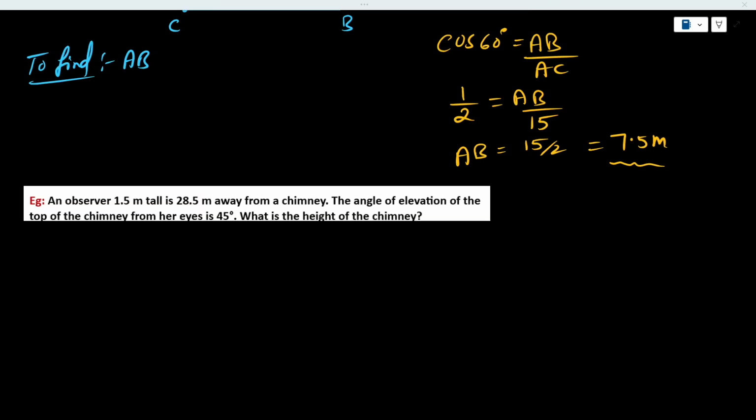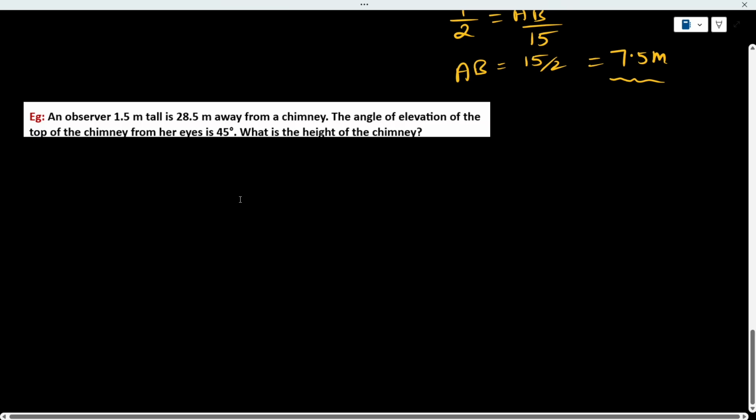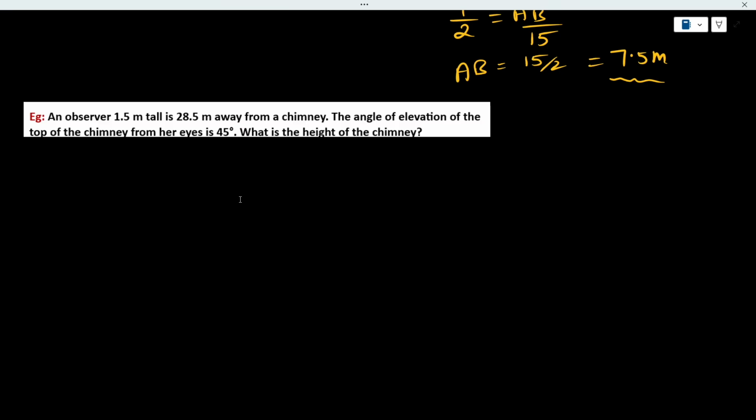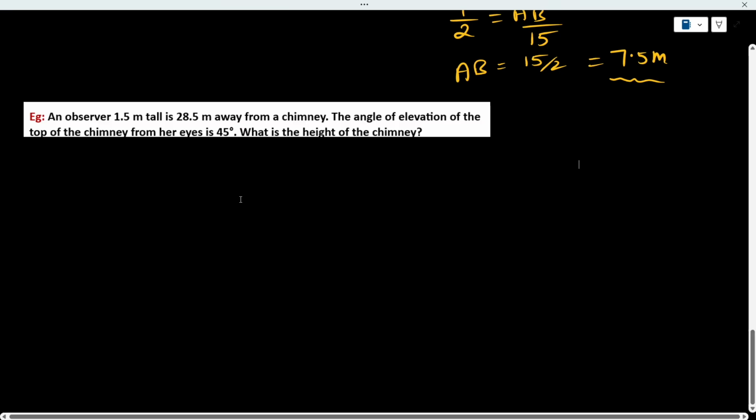Okay, now this is our next example. What is given here? An observer who is 1.5 meters tall is 28.5 meters away from a chimney. The angle of elevation of the top of the chimney from her eyes is 45 degrees. What is the height of the chimney?